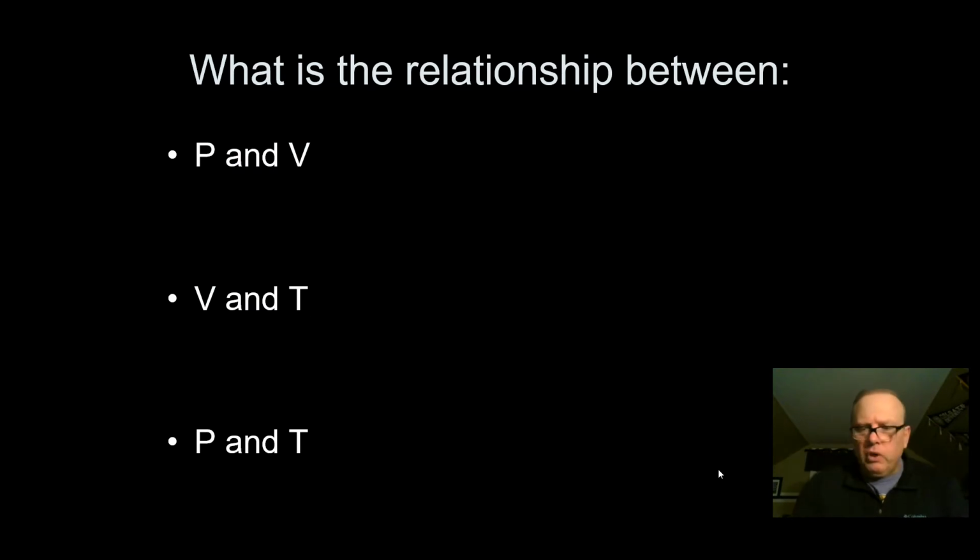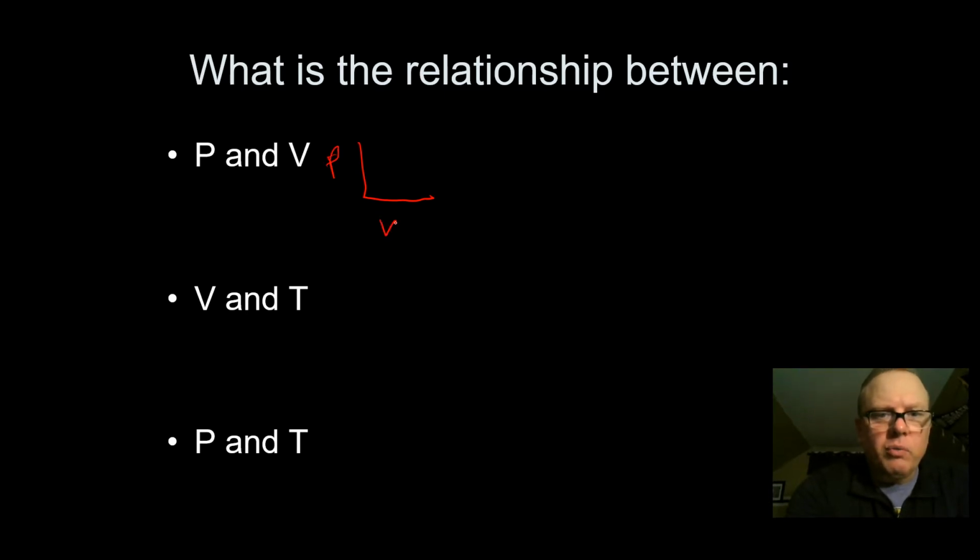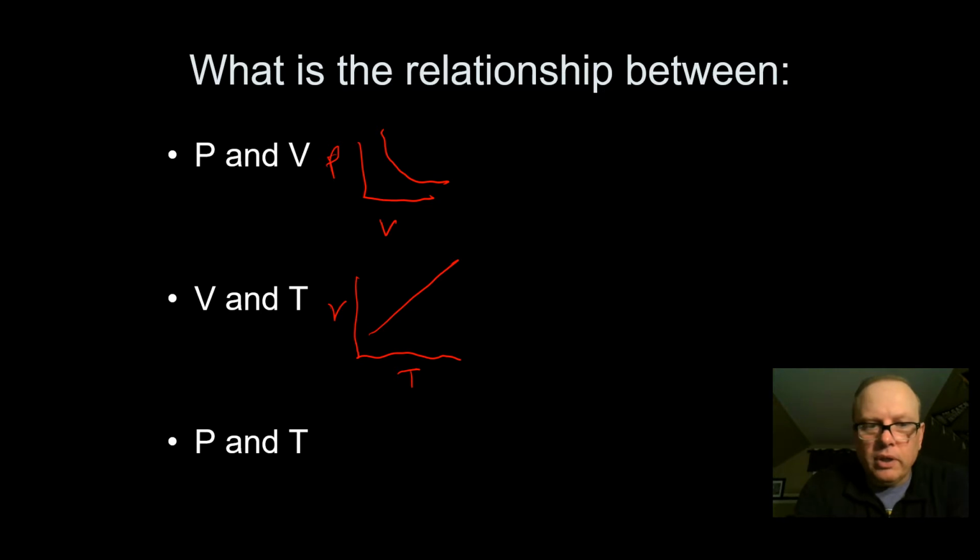Okay, initially we looked at this relationship between pressure and volume. If you go back in time, pressure and volume was an inverse relationship like that. The greater the pressure, the less the volume. Then we took a look at volume and temperature, and that's what we did on Friday. So if we had volume and temperature, that was a direct relationship like thus.